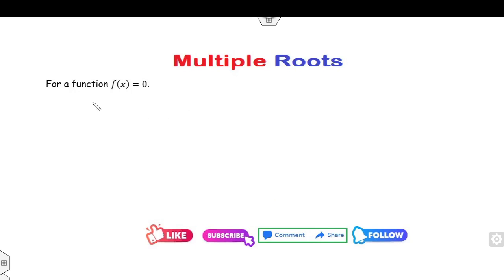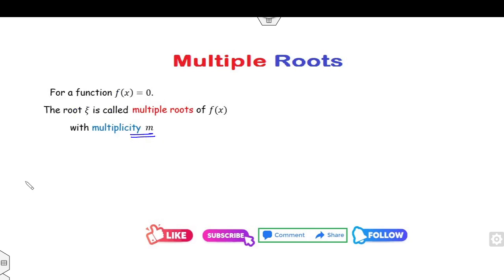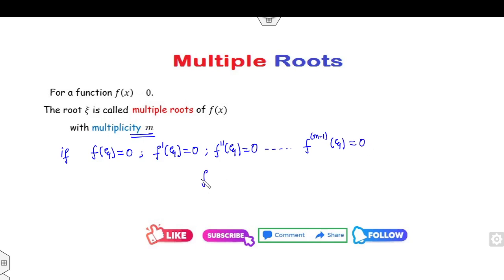For the function f of x equal to 0, x equal to xi is called a multiple root with multiplicity m if f of xi is 0, f dash of xi is 0, f double dash of xi is 0, and so on until the (m minus 1)th derivative at xi is 0, and the mth derivative is non-zero. That's the meaning of the multiplicity.